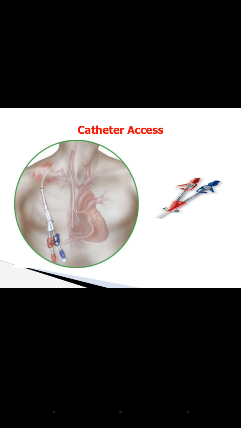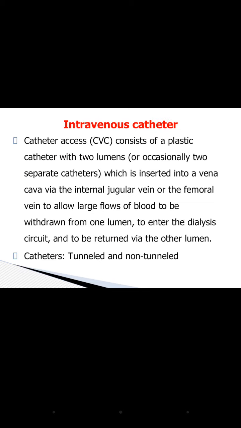These are called dialysis catheters. There are two lumens. One is arterial and the second one is venous. Most commonly the red one is for the arterial and the blue one is for the venous. The red arterial lumen will withdraw the blood from the patient and carry it to the dialysis machine. From the dialysis machine, it will carry the blood back to the patient through this blue venous lumen. The dialysis catheter is inserted into the vena cava via the internal jugular vein or the femoral vein.